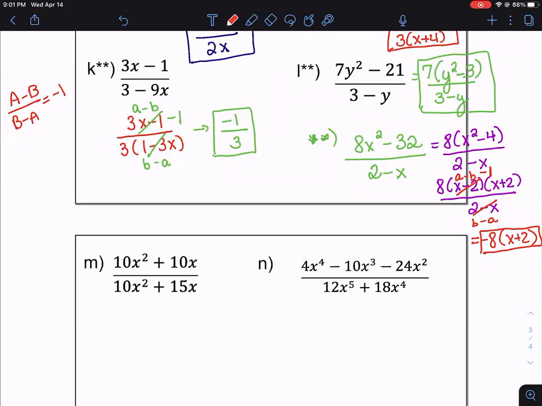Okay, so for the one that's M, we're going to factor out our GCF of 10, excuse me, 10x, we're left with x plus 1. The denominator, we're going to factor out 5x, and we're left with 2x plus 3. Okay, so that GCF first.